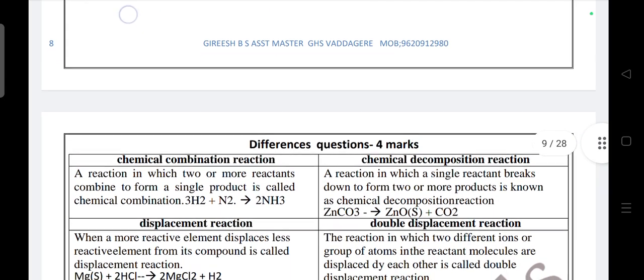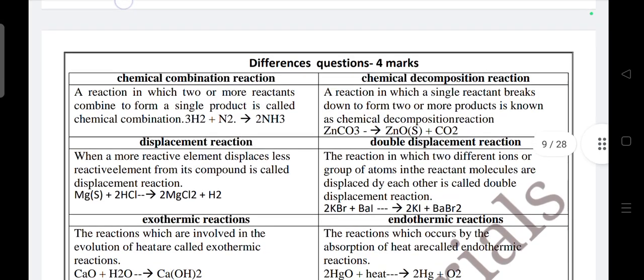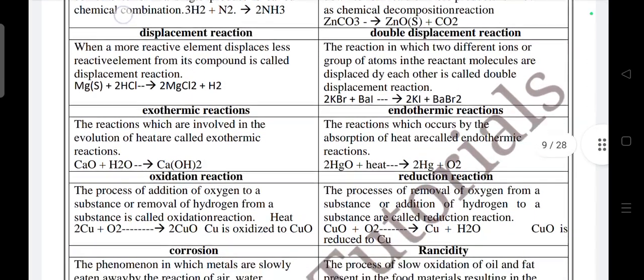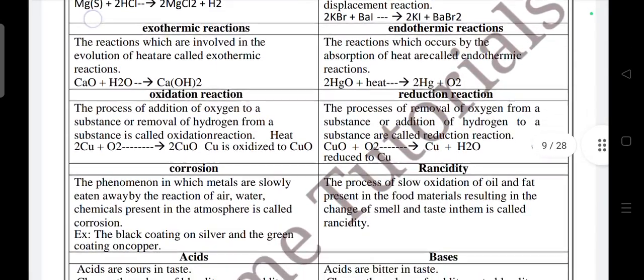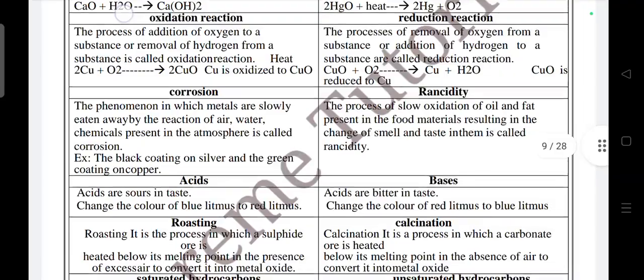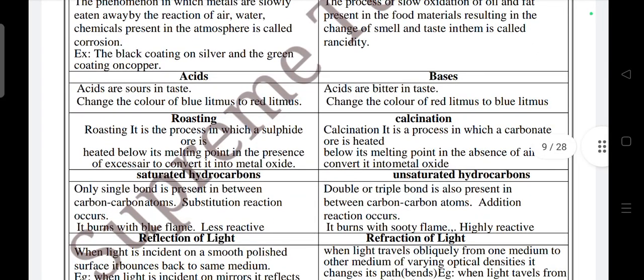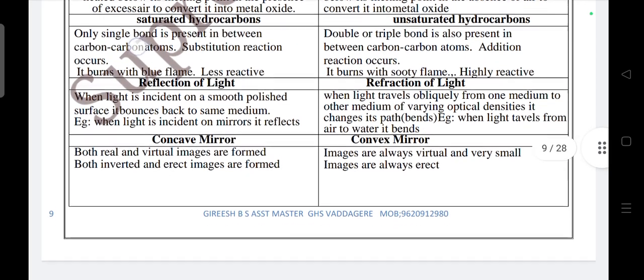Then differences between combination reaction and decomposition reaction, displacement reaction and double displacement reaction, exothermic and endothermic, oxidation reaction and reduction reaction, corrosion and rancidity, acids and bases, roasting and calcination, saturated hydrocarbons and unsaturated hydrocarbons, reflection of light, refraction of light, concave mirror, convex mirror.